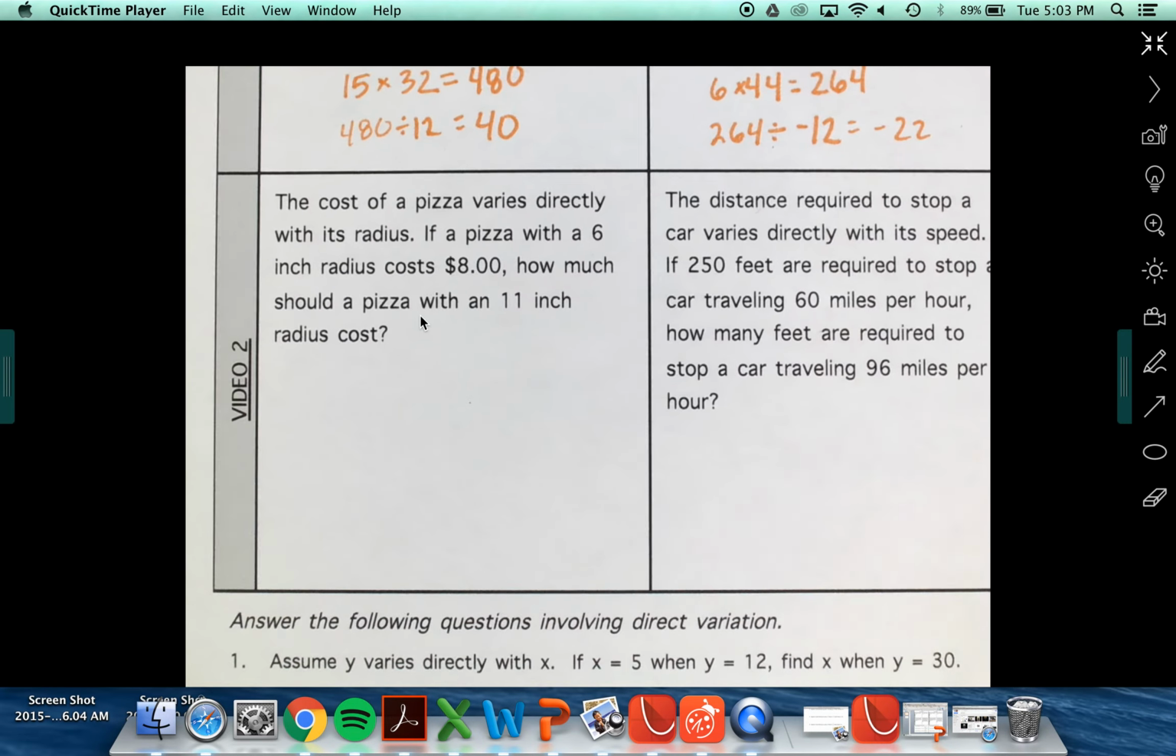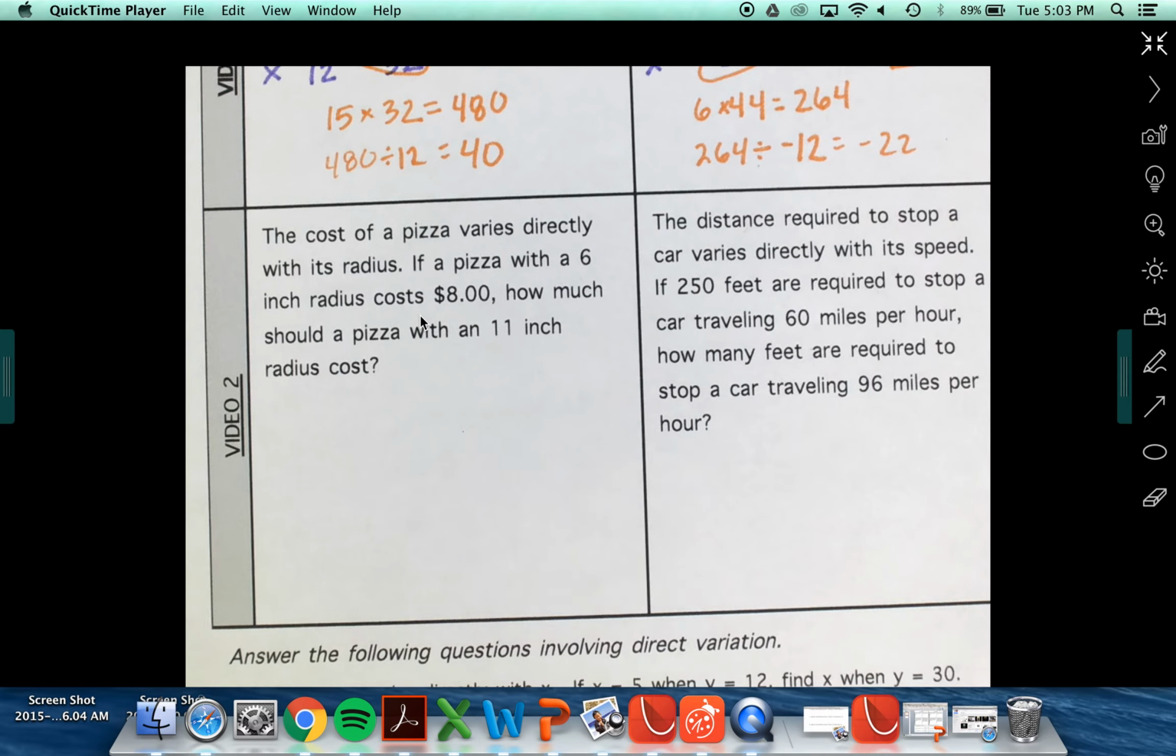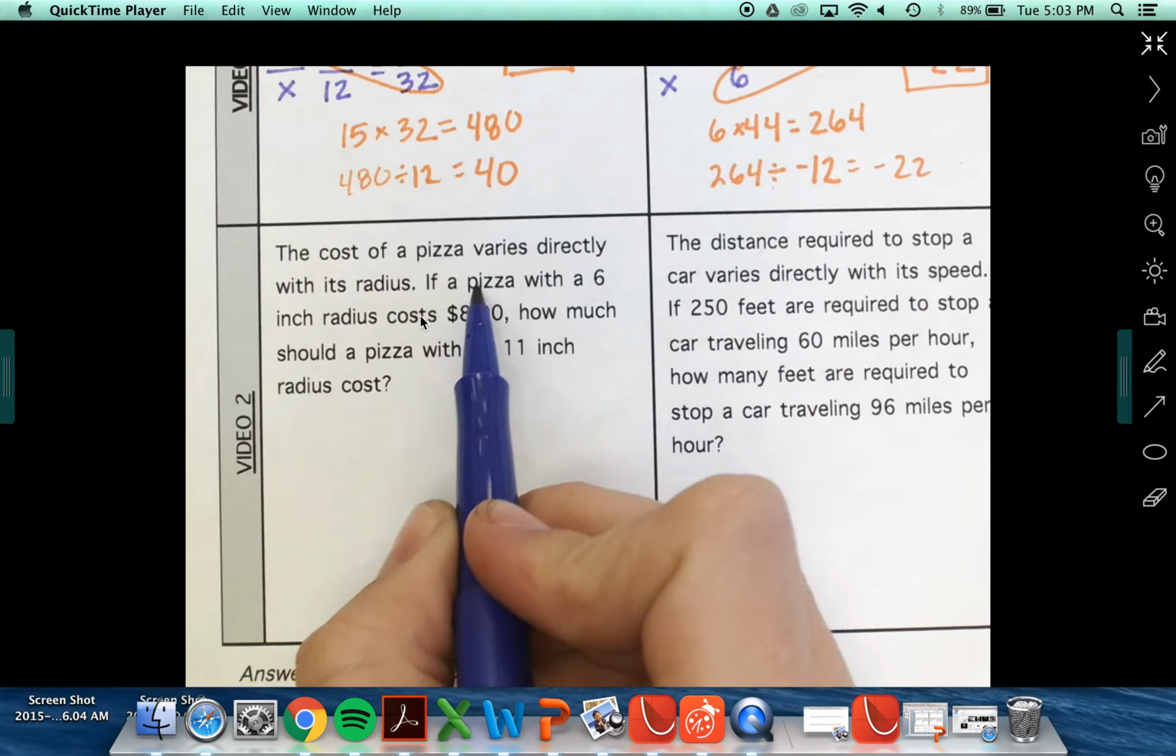So for these next two examples for the video 2 section, super duper similar. We're just working with word problems. Okay, so we worked with these yesterday, so we should be familiar. So example 1, the cost of pizza.